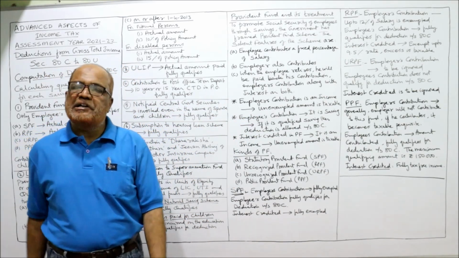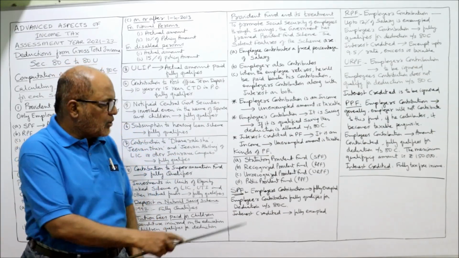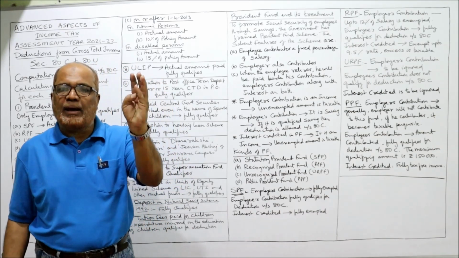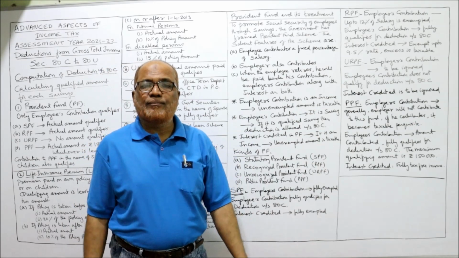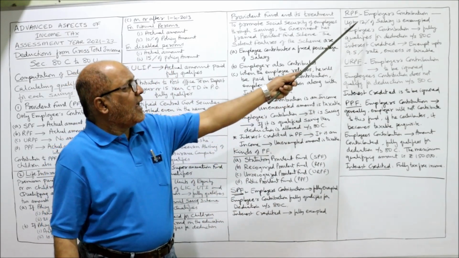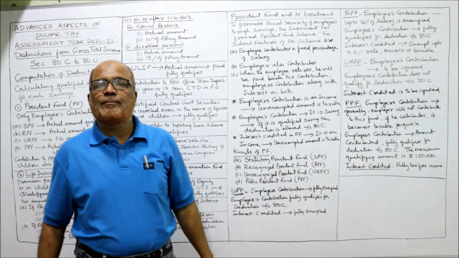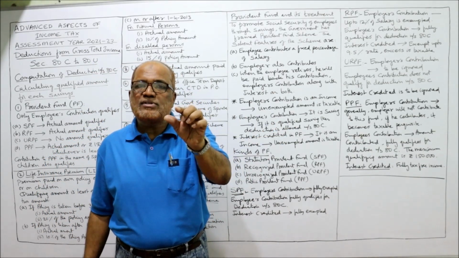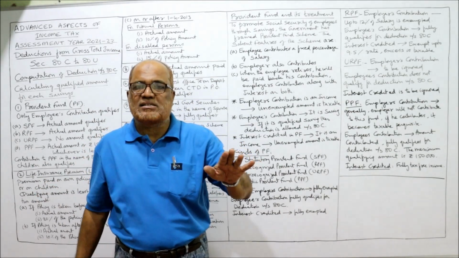And interest credited in SPF is fully exempted from tax. So these 3 points are very important, you have to remember. Employer contribution, employee contribution, and interest. RPF, recognized provident fund. Employer's contribution up to 12% of salary is exempted. When employer contributes up to 12% of salary, it is exempted income in the hands of the employee.